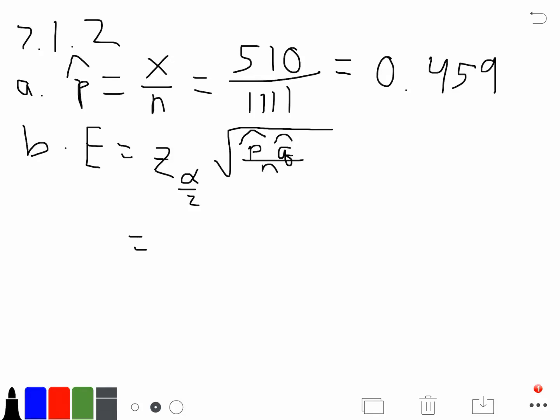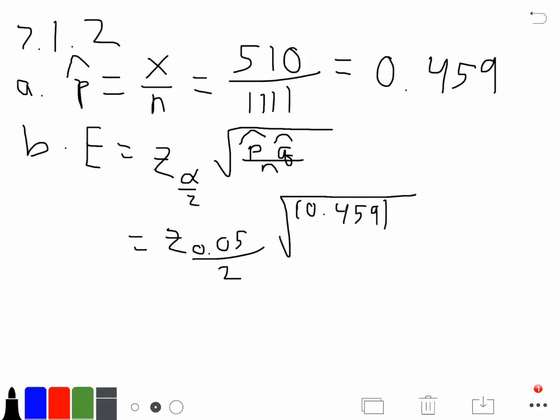Now we can start filling in what we know. The reading told me that alpha was 0.05, so we have Z sub 0.05 over 2 times the square root. We know that P hat is 0.459. We got that from part A. To find Q hat, it's just 1 minus P hat, 1 minus 0.459. And the reading gave us that N equals 1,111.